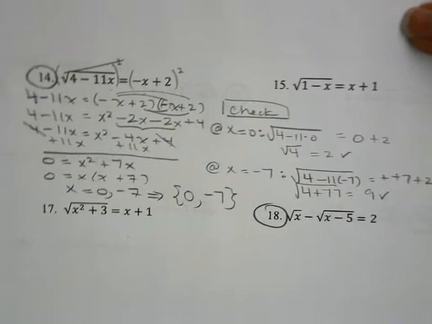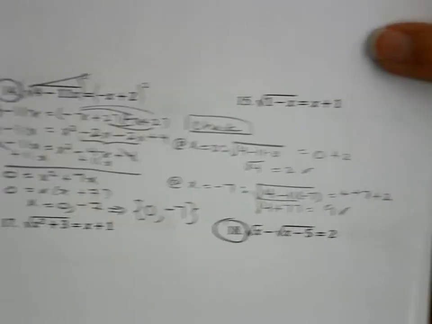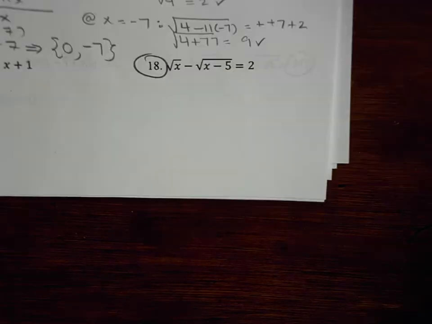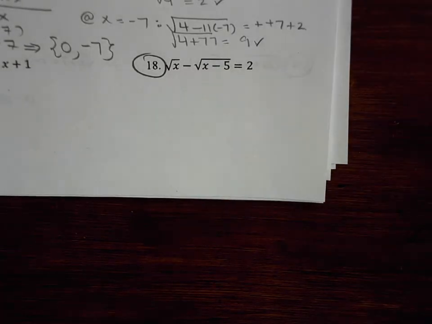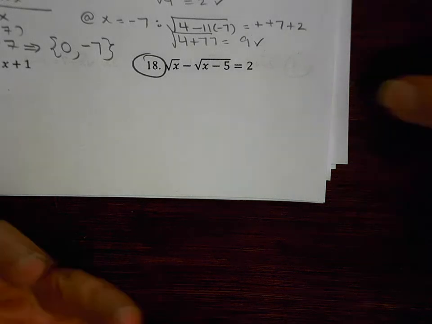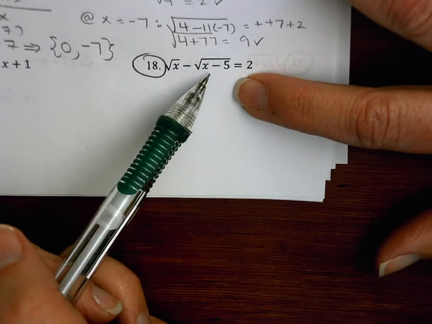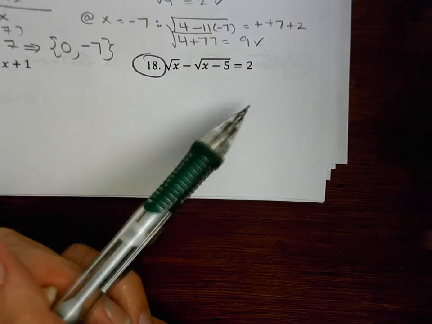Okay. All right, and then let's take a look at question number 18. This one's a little trickier, right? The first step is to isolate the square root, but you have 2 square roots. So it really doesn't matter which one you isolate and which one you don't. I'm going to isolate this one right here just because it has 2 terms in it. No other reason other than it has 2 terms.